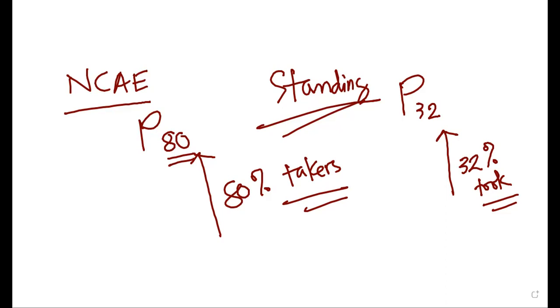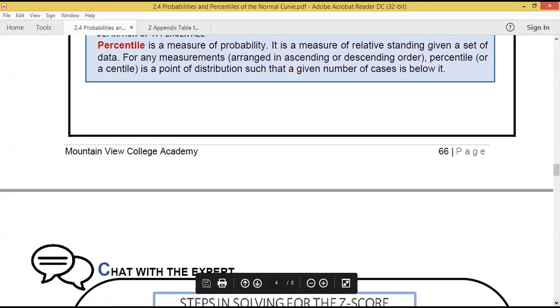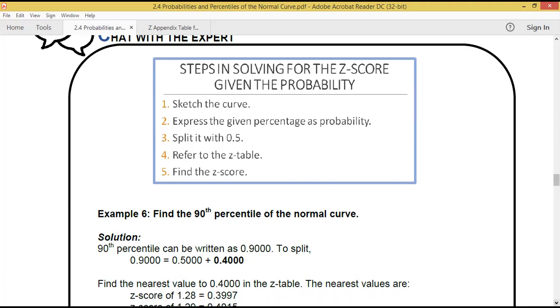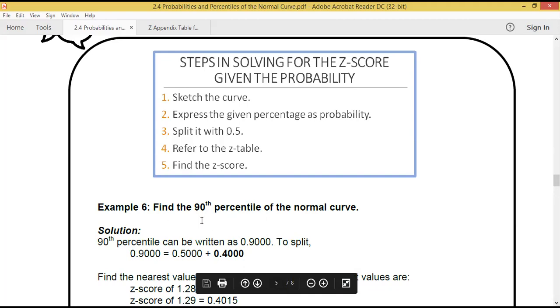Now, let us solve for the percentile under the normal curve. Let's take the first example. Here are the steps in solving for the z-score given the probability. First, sketch the curve. Second, express the given percentage as a probability. Third, split it by 0.5000. You can either add or subtract. Fourth, refer to the z-table and look for the area in the z-table. And number 5, find the z-score.